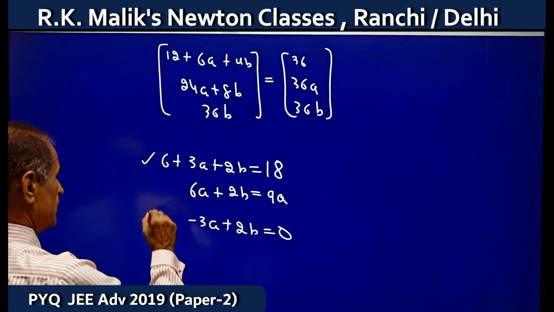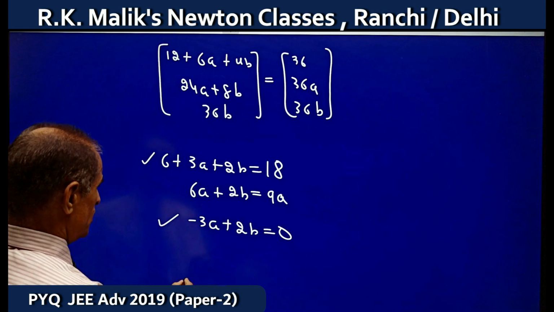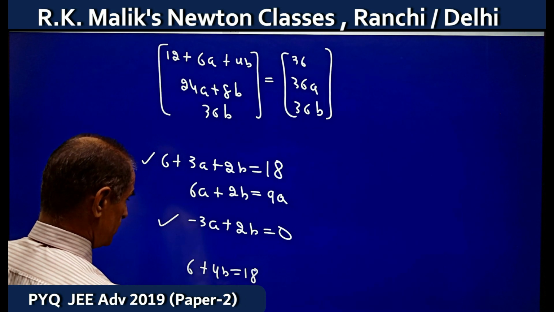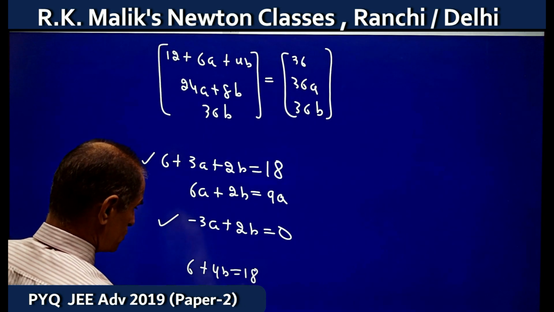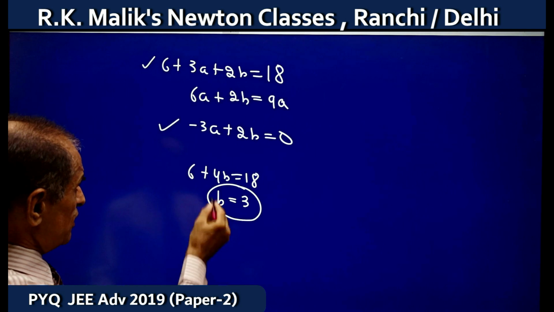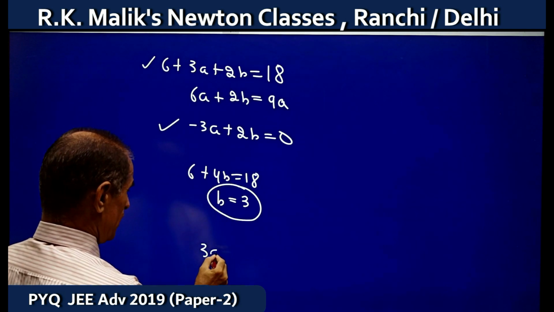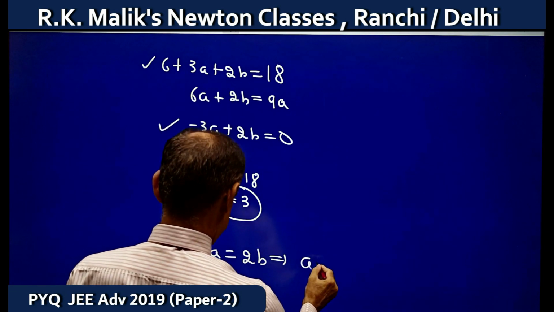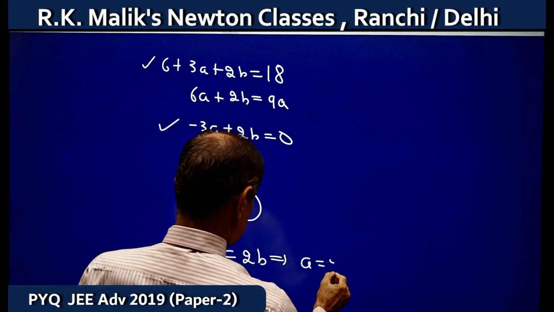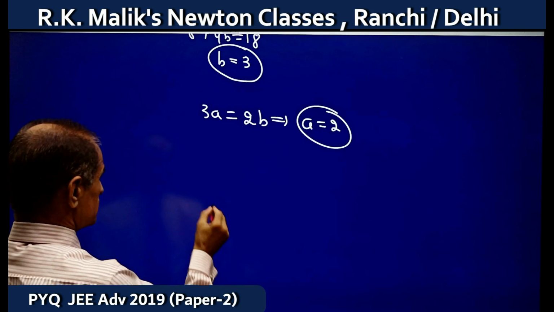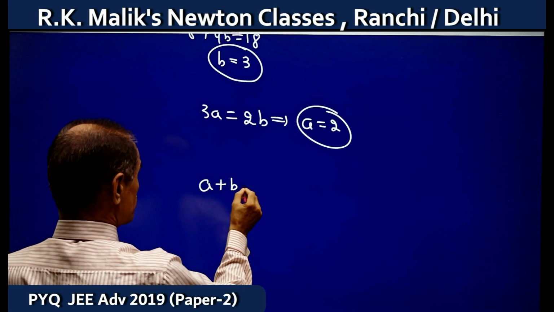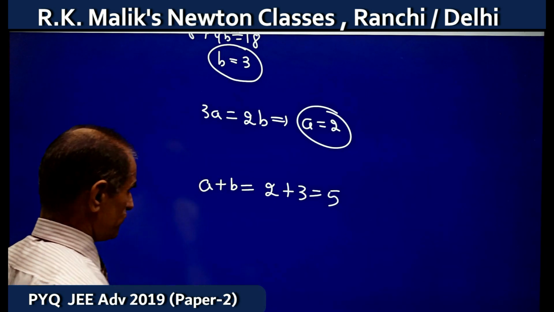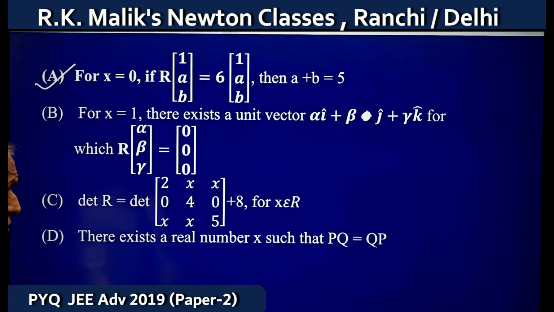And now adding this and this, I get 6 plus 4B is equal to 18. That is, B is equal to 3. And if B is 3, then 3A equal to 2B implies that A equal to 2. Hence the value of A plus B becomes 2 plus 3 equal to 5. Hence A is the correct choice.